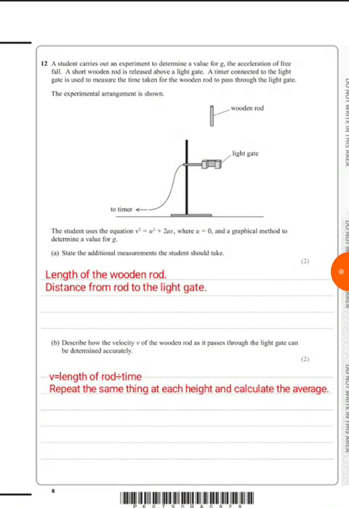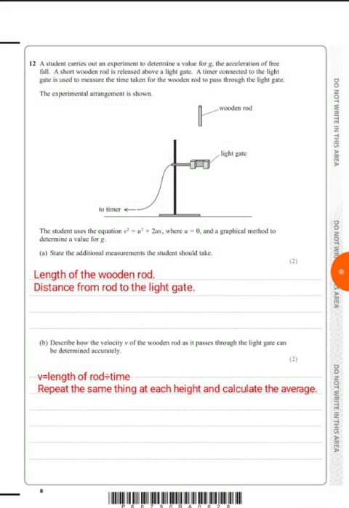The student uses the equation v squared equals u squared plus 2as, where u means initial velocity, which is 0, and a graphical method to determine a value for g. A. State the additional measurements the student should take. So, the student must measure the length of the wooden rod and the distance from the rod to the light gate.